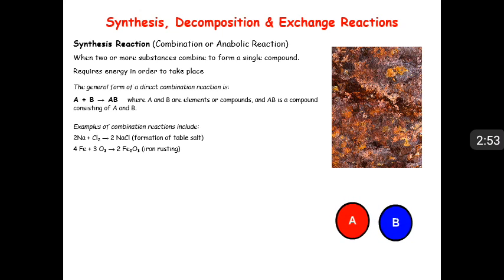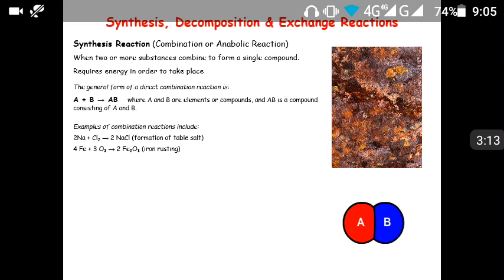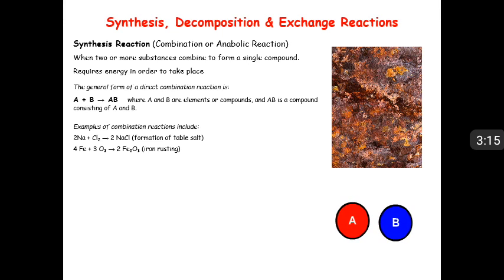The general form of a direct combination reaction is A plus B, which will combine and form AB, where A and B are elements or compounds, and AB is a compound consisting of A and B. Examples of combination reactions include 2Na plus Cl2 will form 2NaCl, formation of table salt, and 4Fe plus 3O2 will form 2Fe2O3, that is iron rusting reaction.